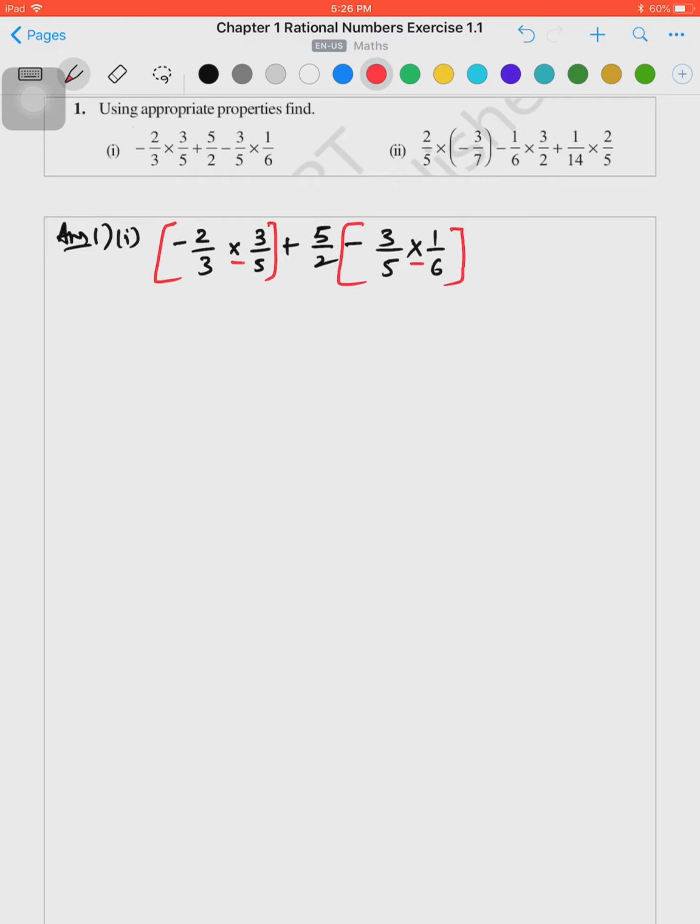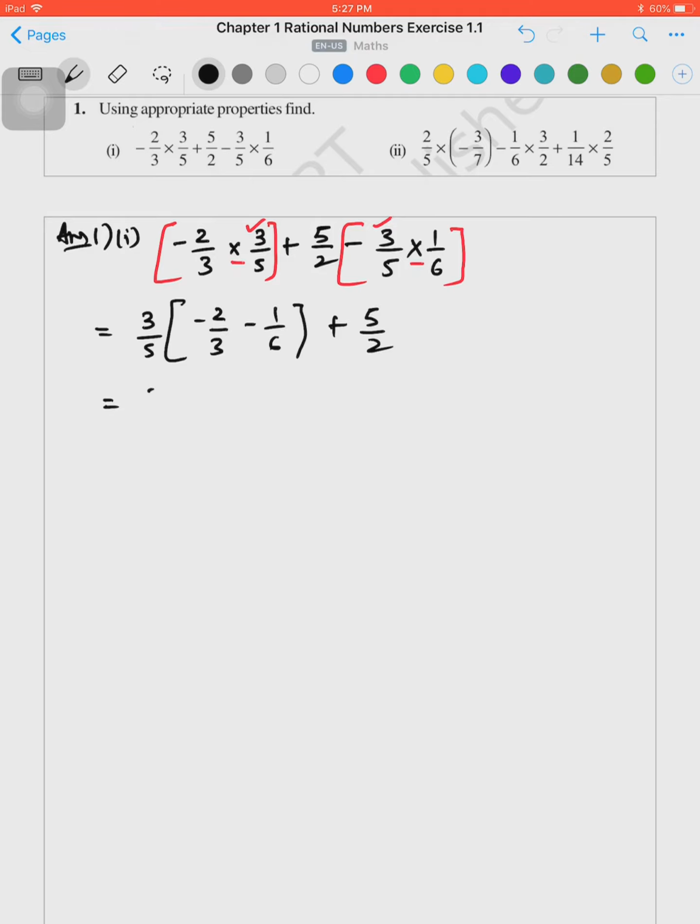Okay, after this, as you can see, inside the bracket, 3 by 5 and 3 by 5 are common. So we'll take the 3 by 5 common outside. So this will be 3 by 5, and inside what remains is minus 2 by 3 and minus 1 by 6. Outside the bracket we have plus 5 by 2.